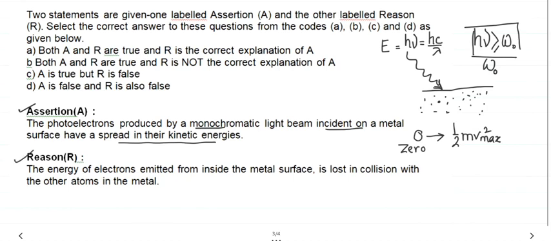The energy of the electrons emitted from inside the metal surface is lost in collision with the other atoms in the metal. Obviously, it is so. Let us move to another page.